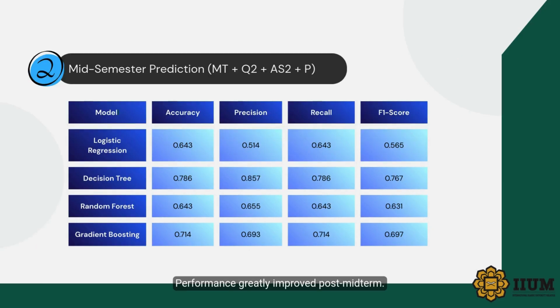Performance greatly improved post-midterm. The decision tree classifier performed best. Accuracy reached almost 79%. Gradient boosting was close. This accuracy level is viable for real-world academic decisions.